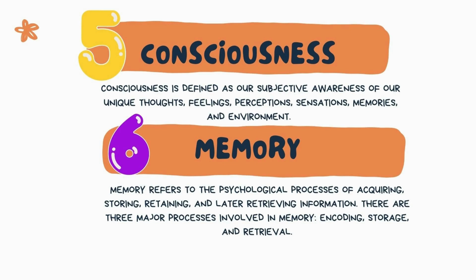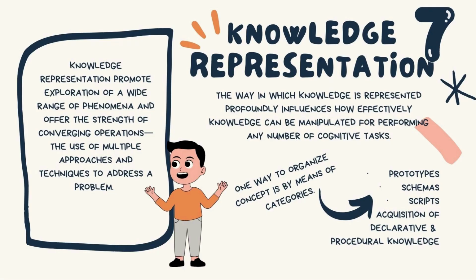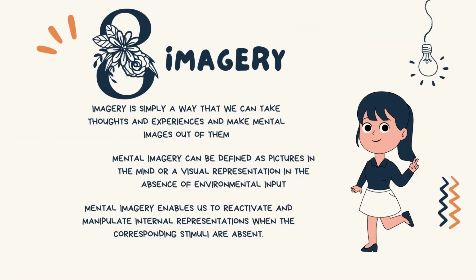Now, knowledge representation. It is to promote exploration of a wide range of phenomena and offer the strength of converging operations, the use of multiple approaches and techniques to address a problem. The way in which knowledge is represented profoundly influences how effectively knowledge can be manipulated for performing any number of cognitive tasks. One way to organize these concepts is by means of categories, like prototypes, schemas, scripts, acquisition of declarative and procedural knowledge. Next is imagery. I have written it in 3 different ways. You can choose any one.